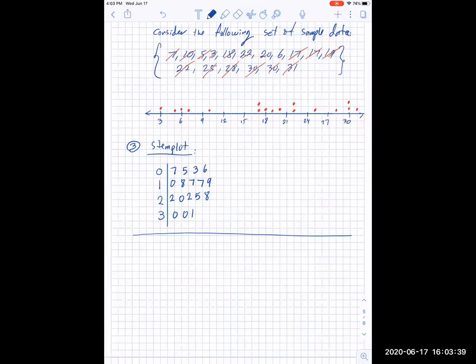Okay. So we have the stem plot, we have the dot plot, and the next thing we're gonna do is the bar graph and the pie chart and the Pareto chart.